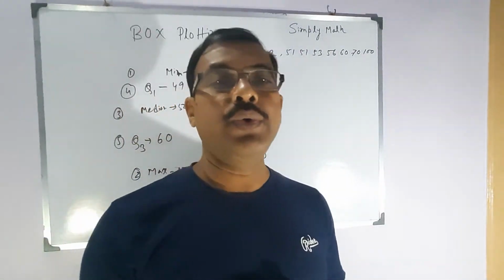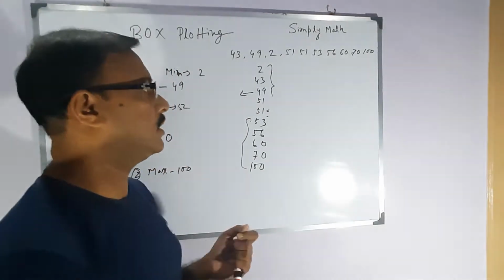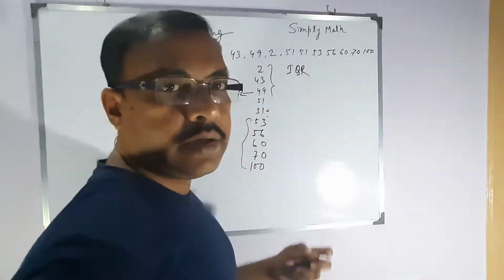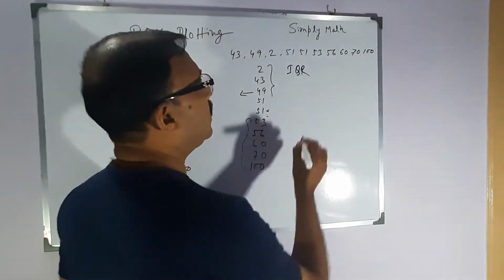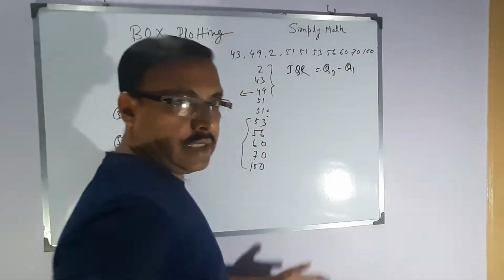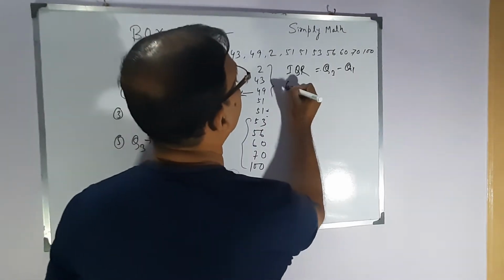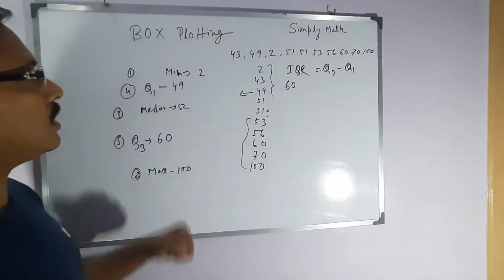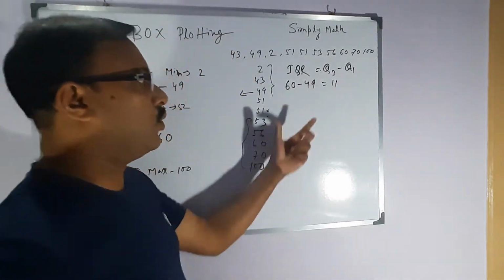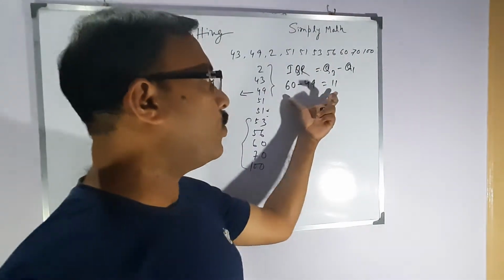What I will do? I have to find out the interquartile range. What is this interquartile range? IQR, interquartile range. What is the formula of IQR? IQR formula is Q3 minus Q1, right? What is the value of Q3? Q3 is 60. What is the value of Q1? Q1 value is 49. Therefore, IQR is 11. Right? IQR is 11.